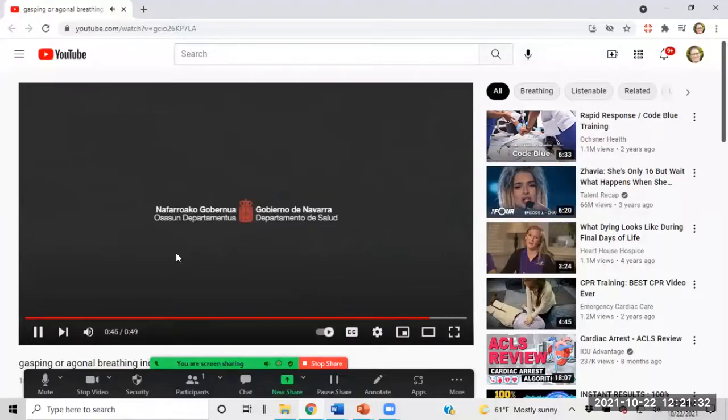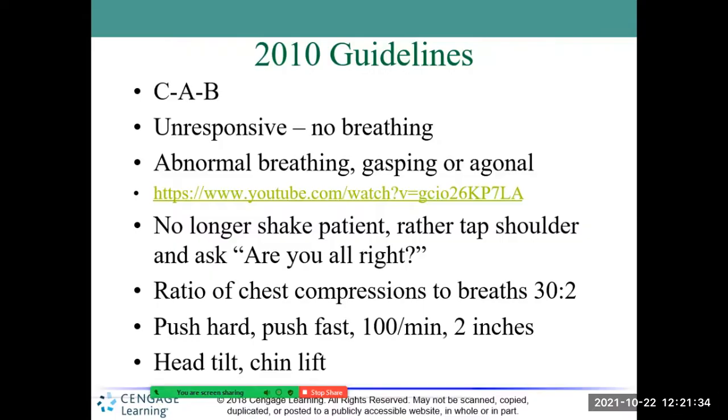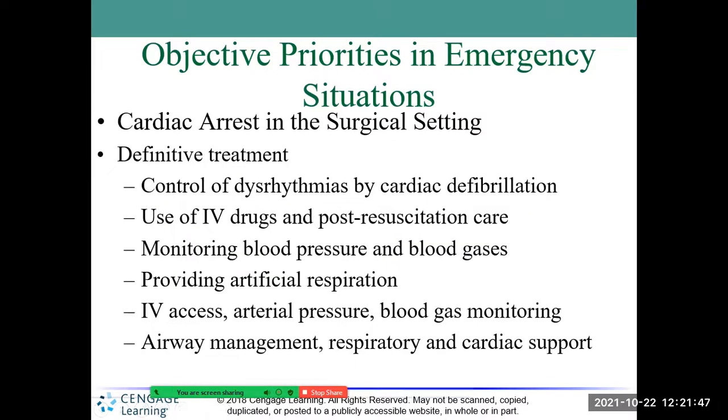So as you can see, it is not a supportive breath pattern. And so you can see why CPR needs to go ahead and be initiated at that point. It is not enough to sustain life.